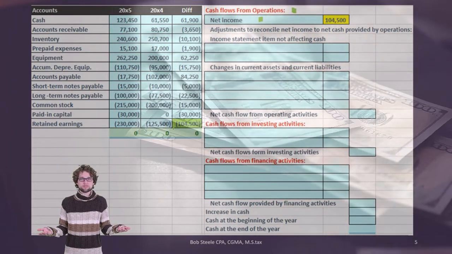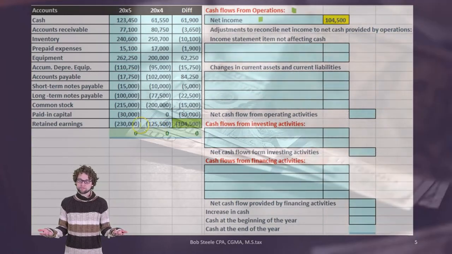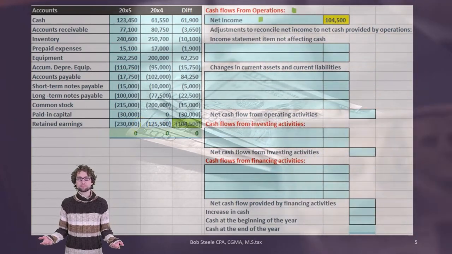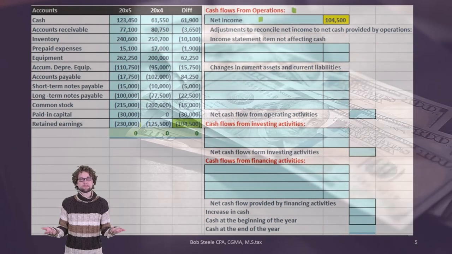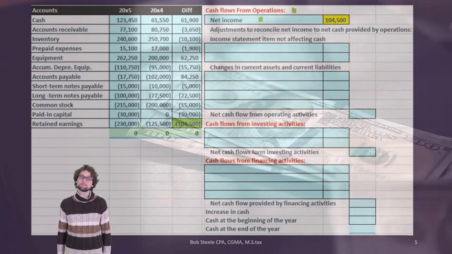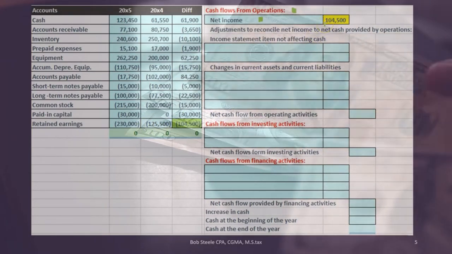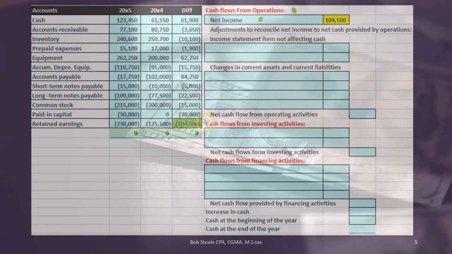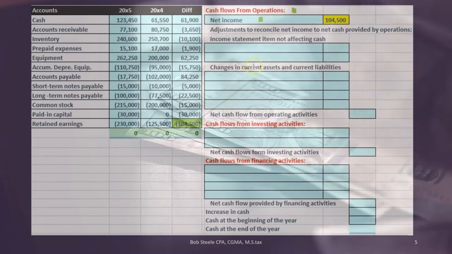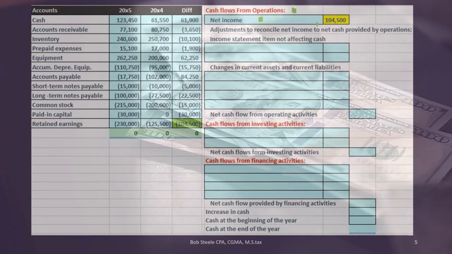Therefore, that retained earnings amount here, this increase from 125.5 to 230, must be partially due to net income, mainly due to net income. So that change in retained earnings is probably net income. Note that in this worksheet, I'm always going to flip the sign. That's just a conformity of this worksheet. Whatever the sign is here, this is a negative indicated by the brackets, we're going to flip the sign over here. So we're going to start with net income, which is a positive 104,500.